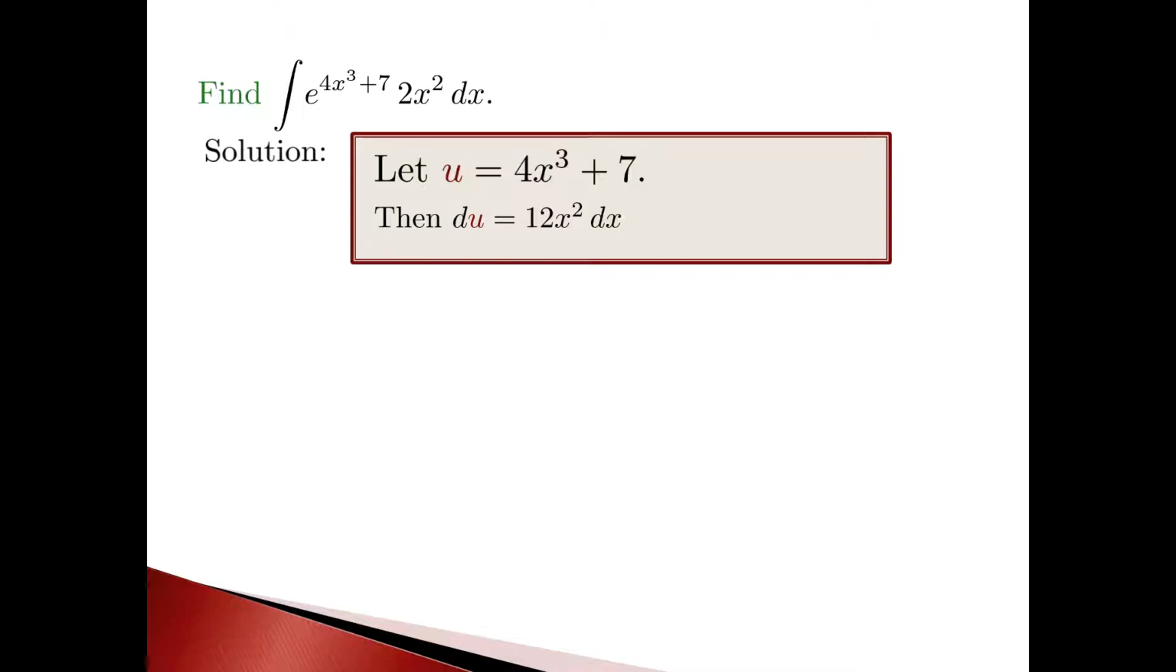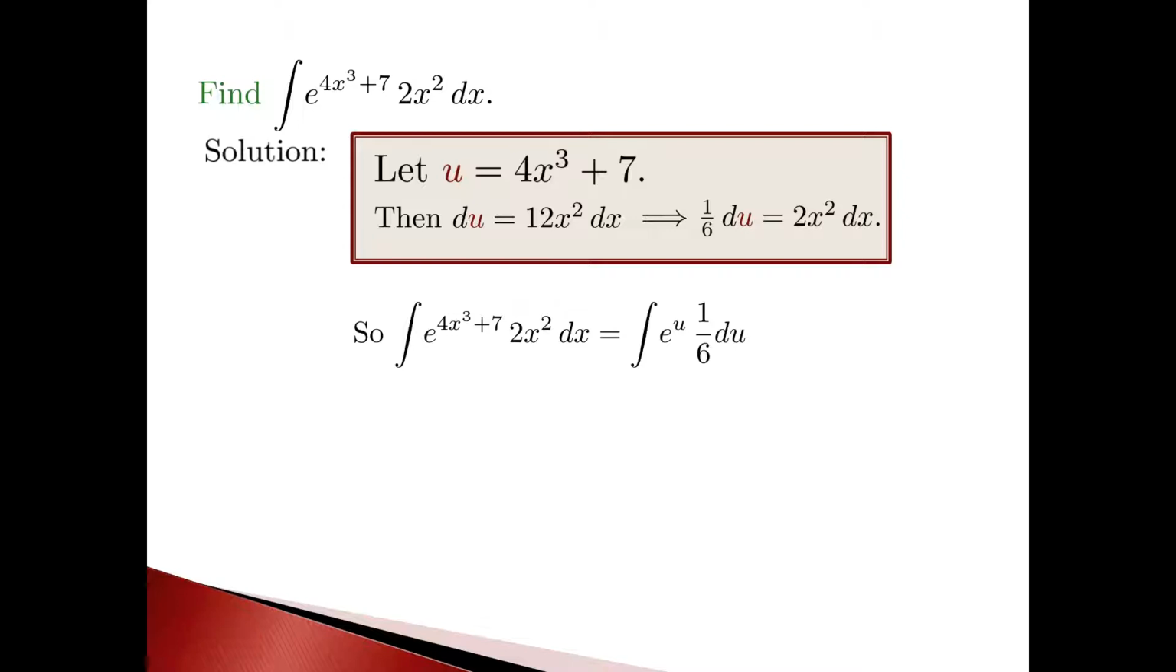What we could also do is use this equation to solve for what we have. In other words, there's 2x squared, and on the right-hand side of my equation I have 12x squared dx. So if I leave 2 and divide by 6 on the other side, then what you get is 1/6 du is 2x squared dx. And that lets me substitute in 1/6 du in place of 2x squared dx.